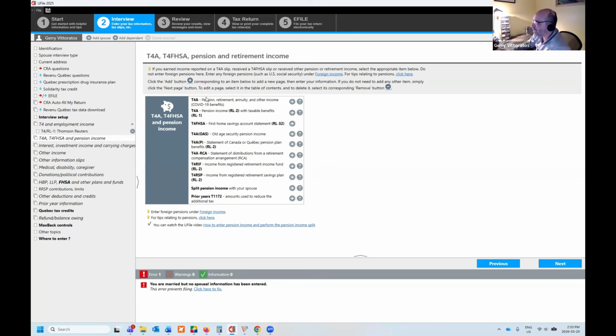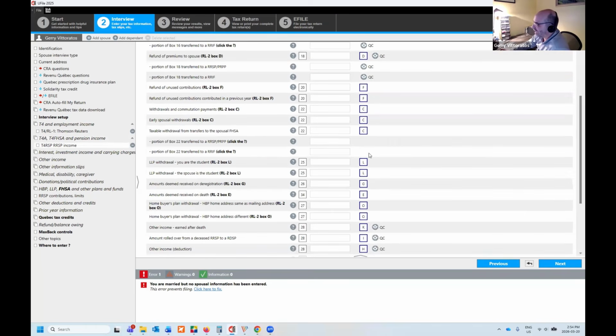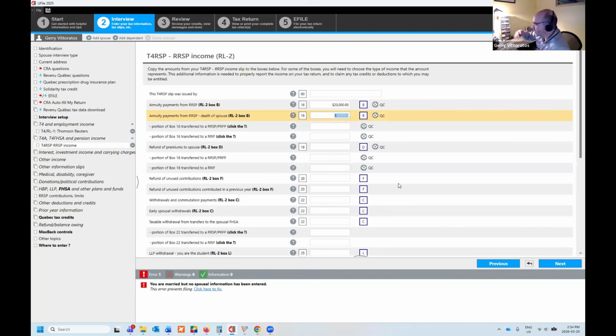So you see here for pension income, you've got all the pension income slips here: T4A, T4A OAS, T4AP, T4RIF, T4RSP. It's all there. So let me do an example here. Let's say T4RSP. I withdrew from my RSP account, and there you go. I just simply follow the box numbers, and for Quebec, there's nothing to enter really because the box numbers are essentially the same.